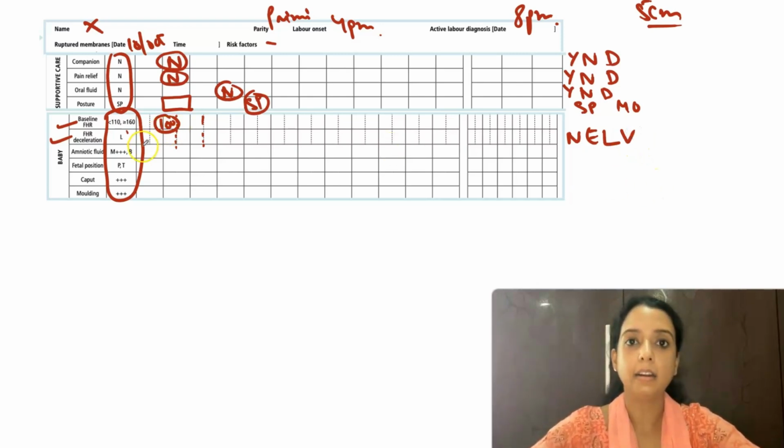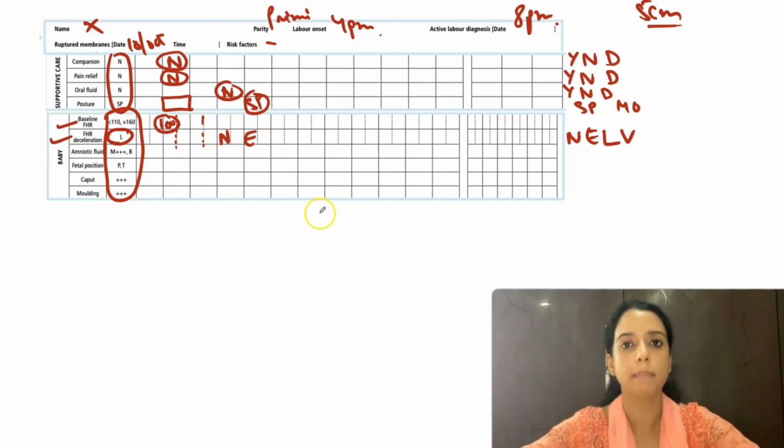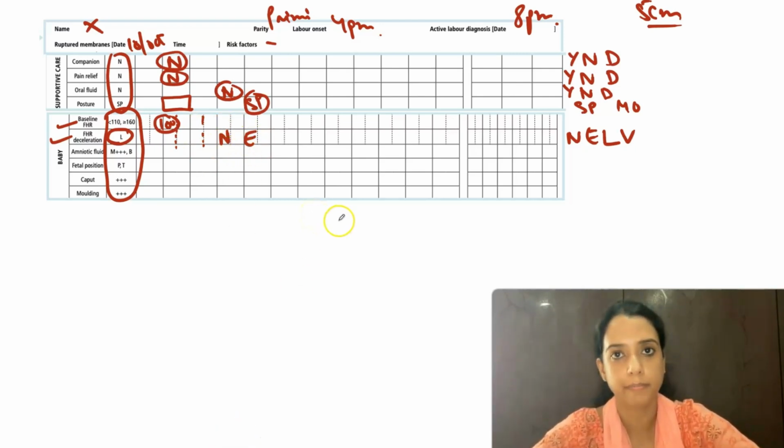And I'll get alert when the decelerations are L, that is late. If I write down deceleration N, I will not circle it. If I write down deceleration E, I will not circle it. I don't need to make a plan. I'll continue fetal heart monitoring.